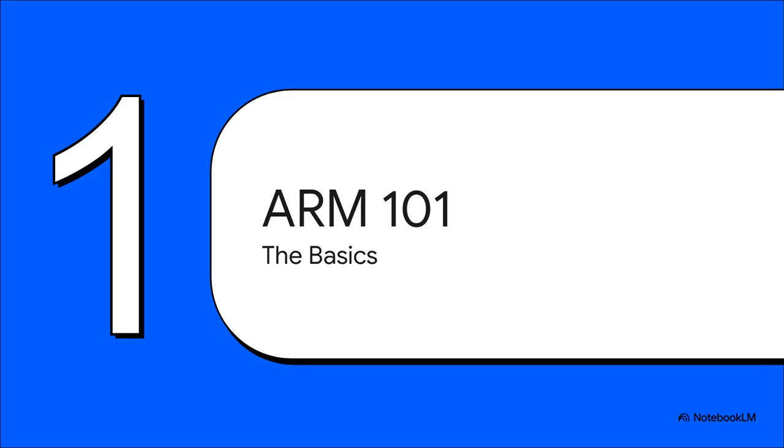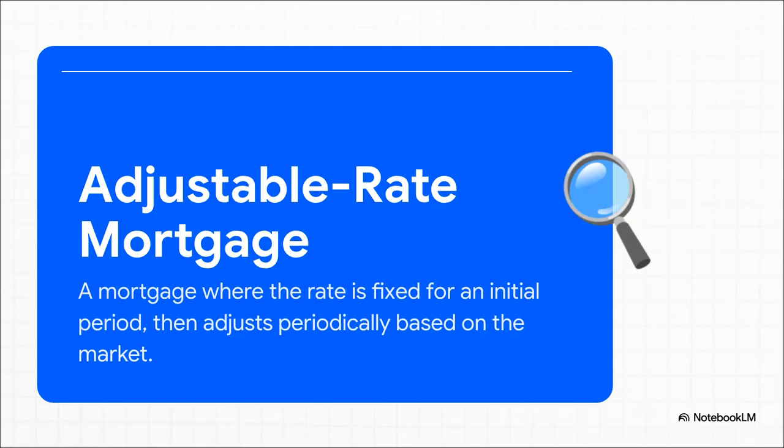Let's start from square one. What even is an ARM? You know how a fixed-rate loan has an interest rate that's, well, fixed for life? An ARM is kind of the opposite. The big thing to remember is that after an initial fixed period, the interest rate can and will change. And when that rate changes, so does the borrower's monthly payment. It could go up or it could go down.